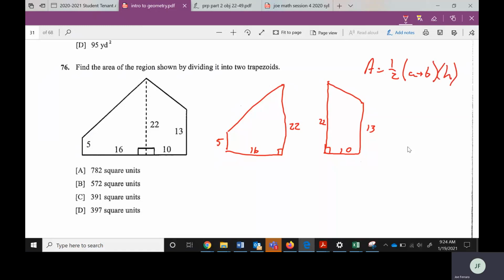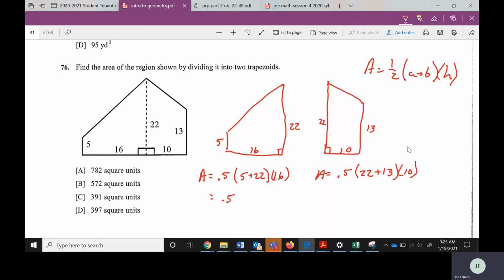Okay, so this first one, which is over here, we're going to take area equals 0.5. The two bases are A and B, 5 plus 22. And then we have the 16 as the height. Okay, so that's the first trapezoid. Second trapezoid, we get, again, 0.5. We have the 22 plus the 13. That's the A and the B, the parallel sides. The height is 10.